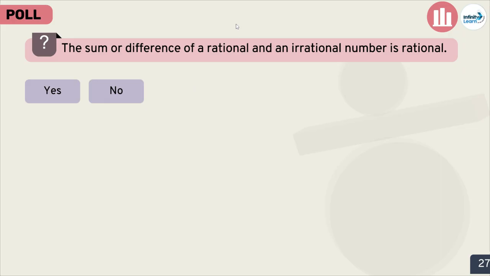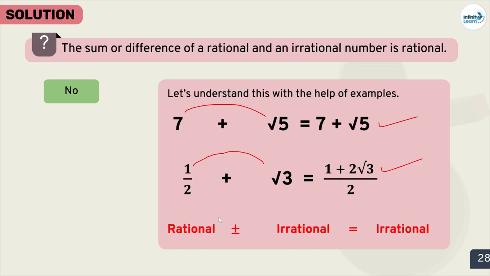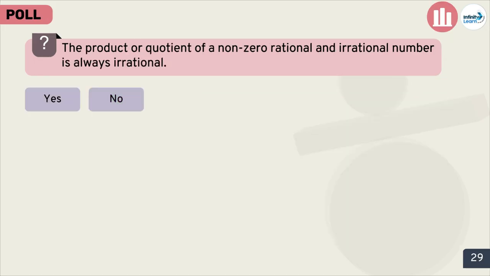We have to check sum or difference of a rational number is rational or irrational। देखो 7 प्लस रूट 5 कैसा नंबर हो गया? इरेशनल। 1/2 प्लस रूट 3 कैसा नंबर हो गया ऐड होने पे? इरेशनल। So rational plus minus irrational is always an irrational. Write down this important thing. Rational or irrational, if you are going to add or subtract, will always going to get an irrational number. ठीक है? Clear? चलो, moving on further.